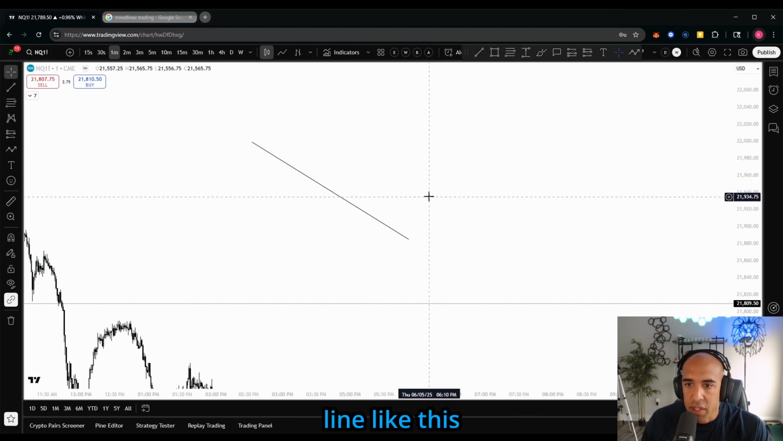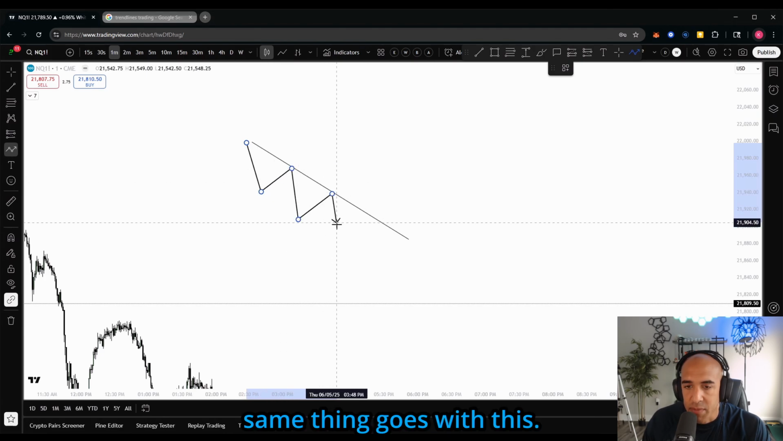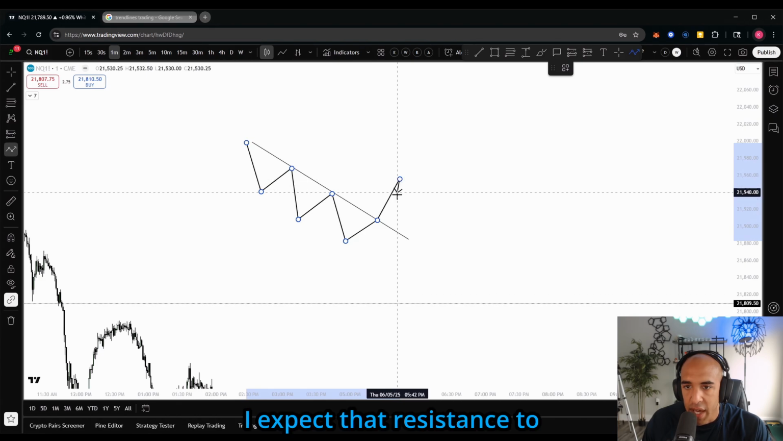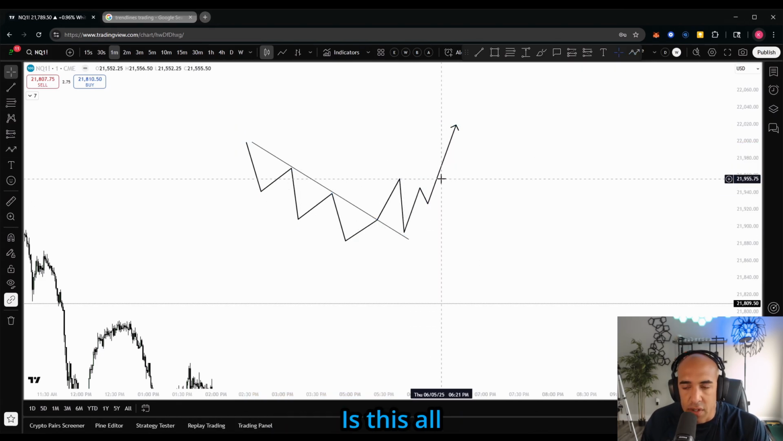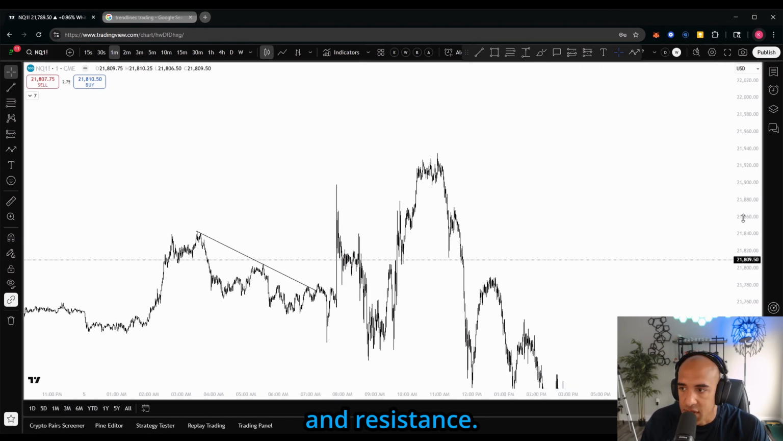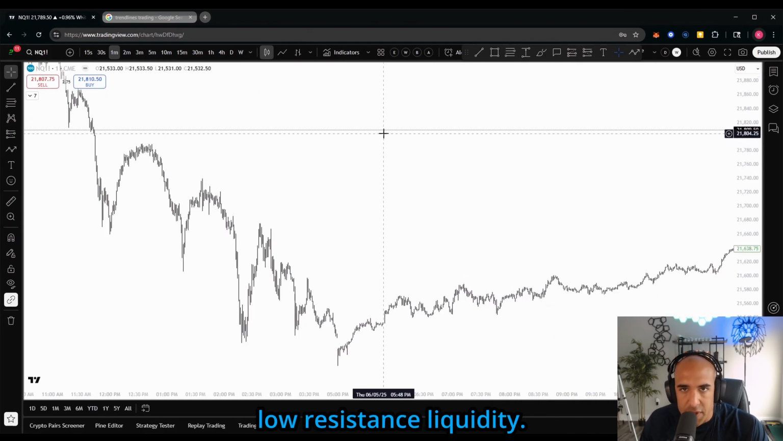So let's say I have a trend line like this and we're downtrending. If price is respecting this along the way, same thing goes with this. This is serving as resistance right now. If we break out of the trend line, I expect that resistance to become new support, and then we continue higher. Is this all starting to make sense? So trend lines are basically going to be dynamic support and resistance. Now, it does go a layer deeper into that, and this is where I want to get into low resistance liquidity.